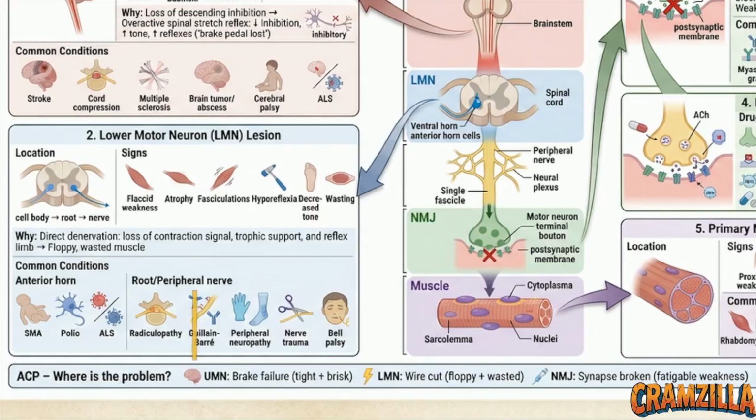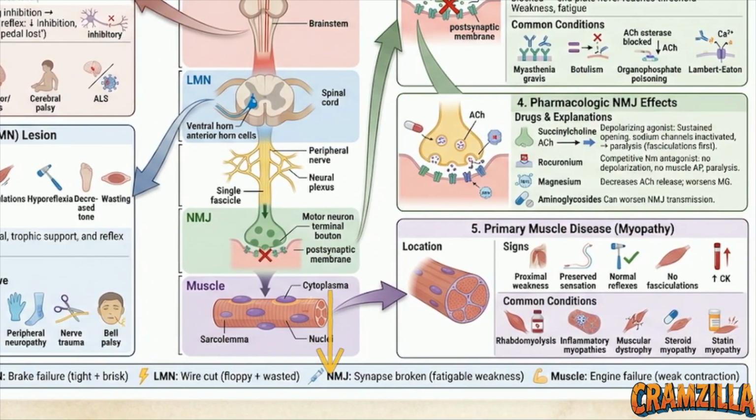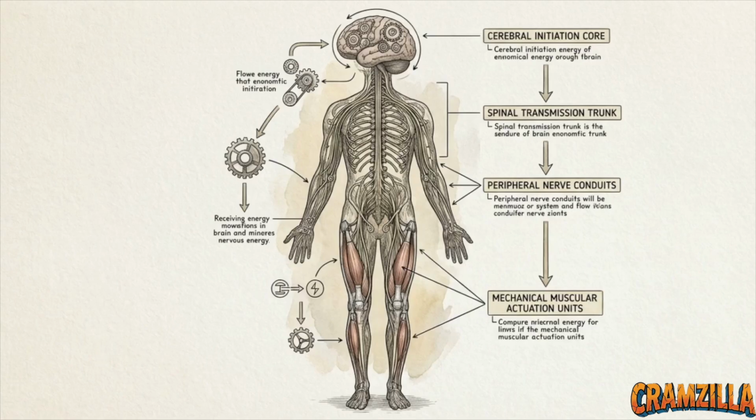Spastic limbs with brisk reflexes mean upper motor neuron brake failure. Floppy limbs with absent reflexes mean the lower motor neuron wire is cut. Fatigable weakness indicates a broken neuromuscular synapse. Weakness with severe pain and elevated kinase means a shattered muscle engine. The nervous system operates through a rigid structural anatomy. Mastering this circuit provides a framework where diagnosis follows directly from the physical evidence.